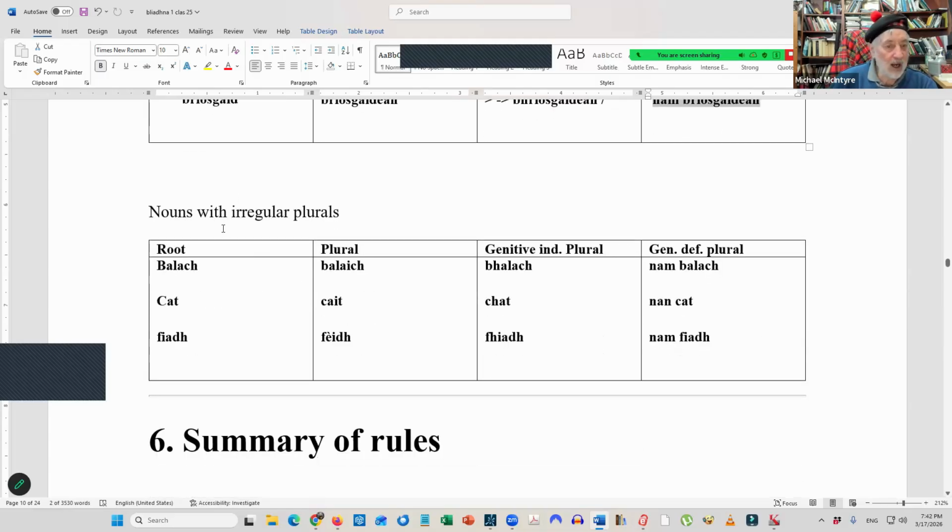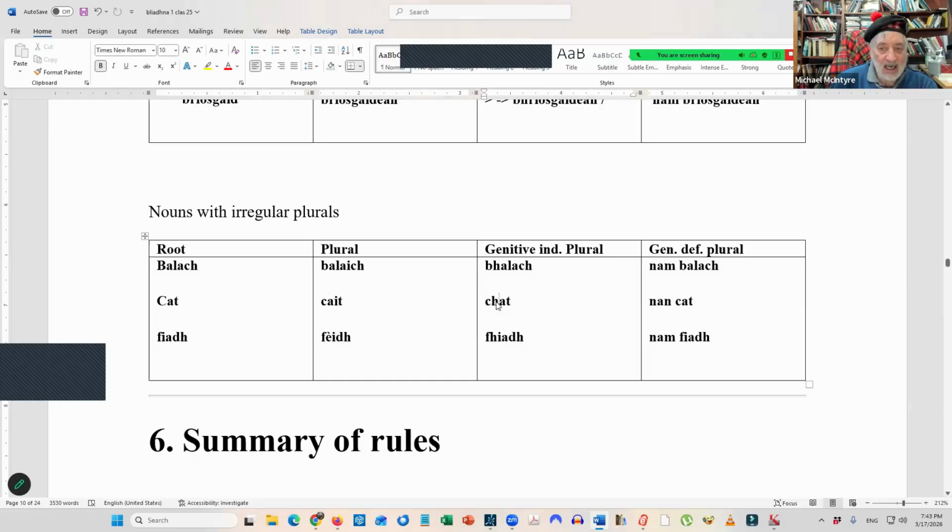Here are some irregular plurals. Balach, Balich, Valach. Note we go back to a form of the root singular, and non-Balach. Non-Balach would be the definite plural, even though Balach looks like the root singular. Kat, Kach would be the regular plural.